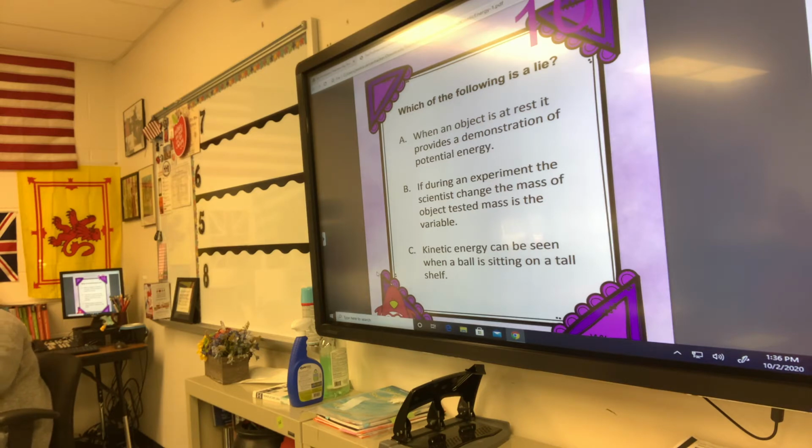This one we haven't talked about variables and stuff either. Again, you can read that to yourself and think, does that make sense? Is that true? C, kinetic energy can be seen when a ball is sitting on a tall shelf.